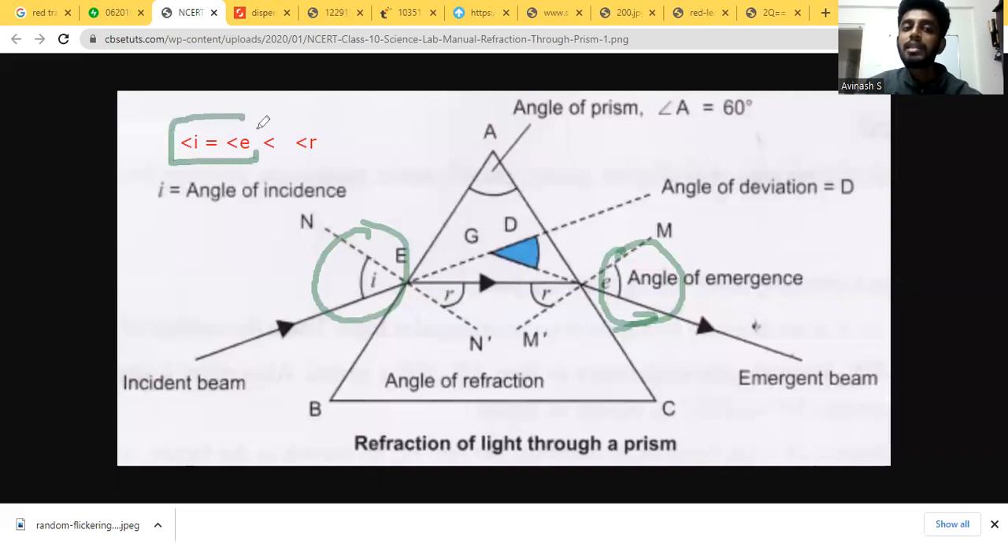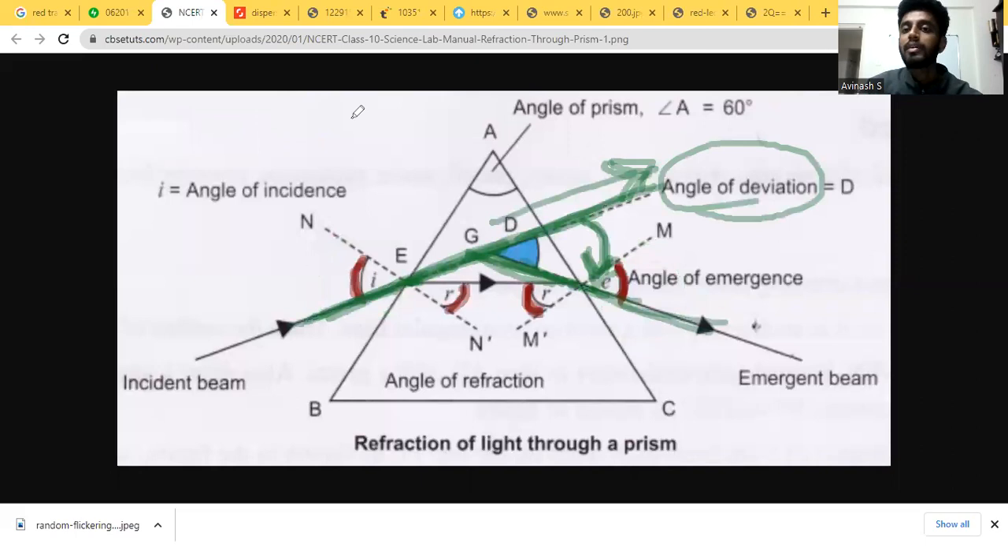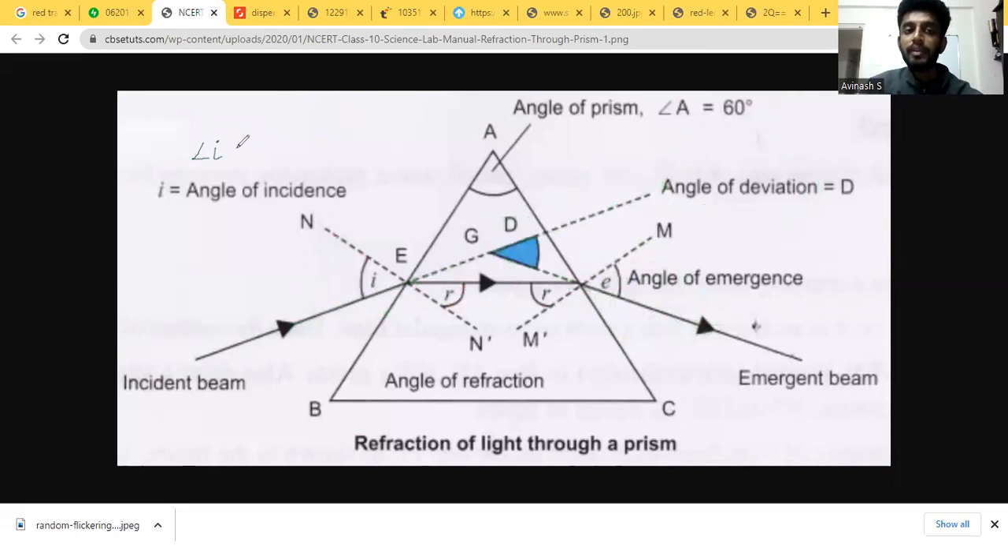So angle of incidence and angle of emergence are equal in most of the cases, but that value is greater than the angle of refraction. So basically, I can write like this: angle of incidence and angle of emergence are equal, but both of them are greater than the angle of refraction. So this is a thing that you need to understand.